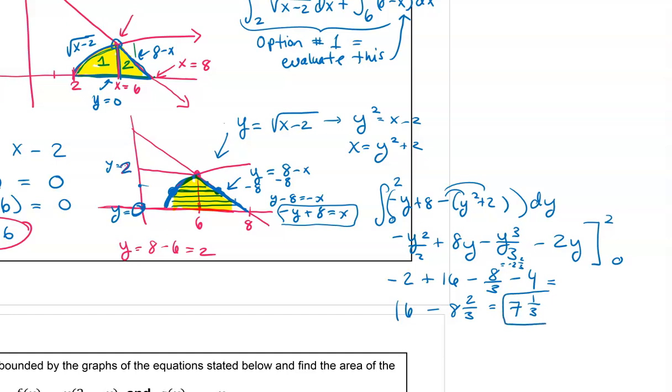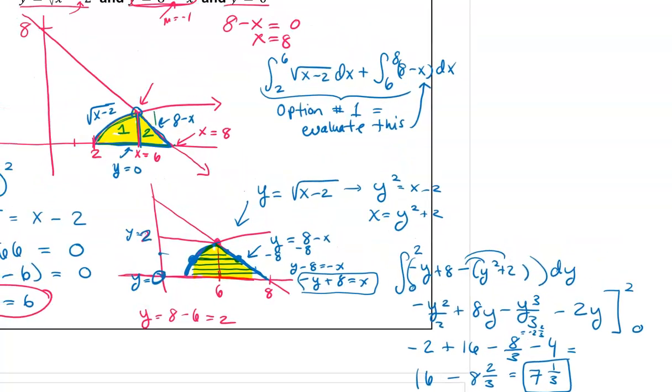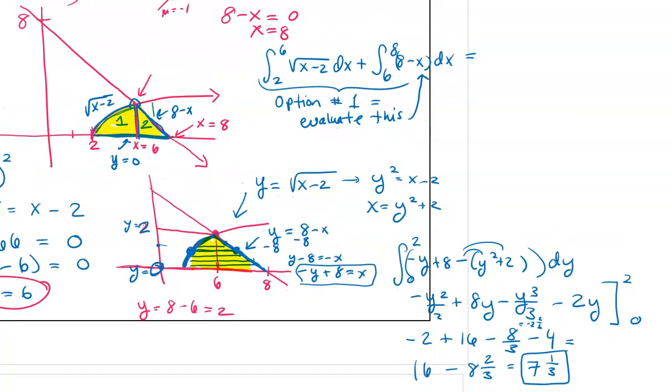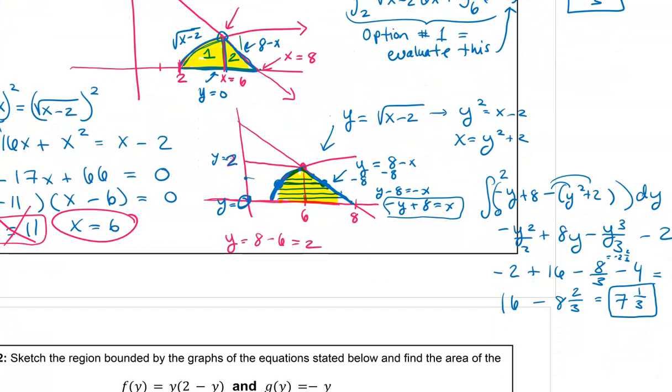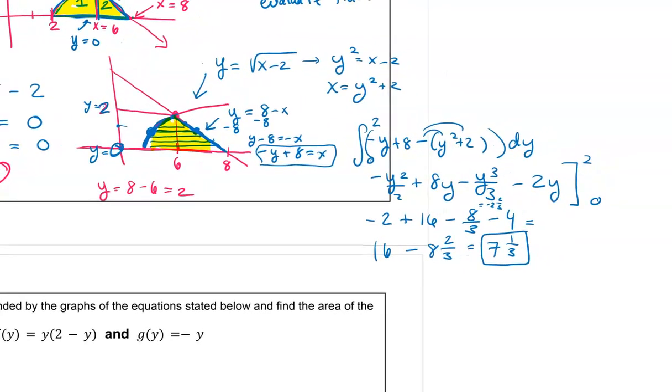And I get 7 1/3 would be my area of that region, which you should end up getting the same value if you use this integral setup. Should also result in 7 1/3. And I'm completely fine no matter which option you choose to use for a question like this that could go both ways. The reason I started with something like this is just for you to see the advantage to sometimes switching things over to be in terms of y, because sometimes you will have no choice.